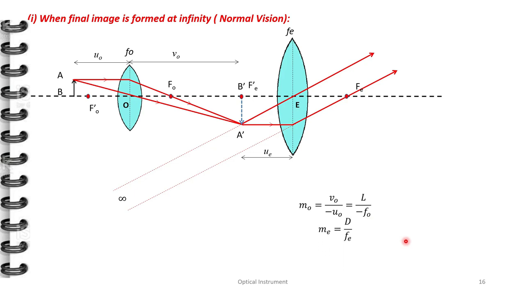Linear magnification of an eyepiece can be written as D upon FE, which we have already obtained while deriving the formula of magnifying power for a simple microscope. Hence, the magnification or the magnifying power of the compound microscope for normal vision we can write as MO into ME, which is minus L upon FO into D upon FE.